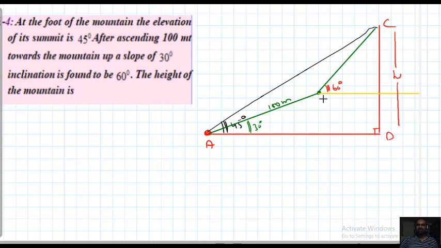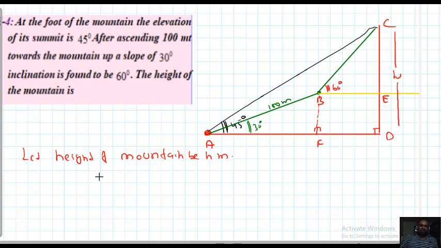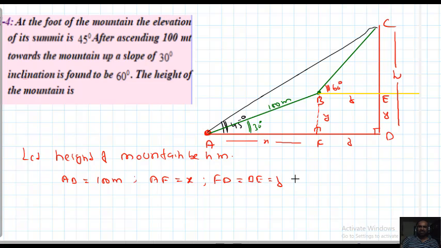Let h be the height of the mountain. Okay, say this is A, this is B, this is C, D, say this is E. So interesting thing here also you need to draw a perpendicular F. Okay, let the height of the mountain be h meters. Okay, everything you should write, Nana. I don't want to write, just I want to mention that AB equal to 100 meters. Yeah, what next? Just you take this is x, this is y, this is also y, this is z, even this is z. Okay, mention it. AF equal to x, FD equal to BE equal to z, BF equal to y.